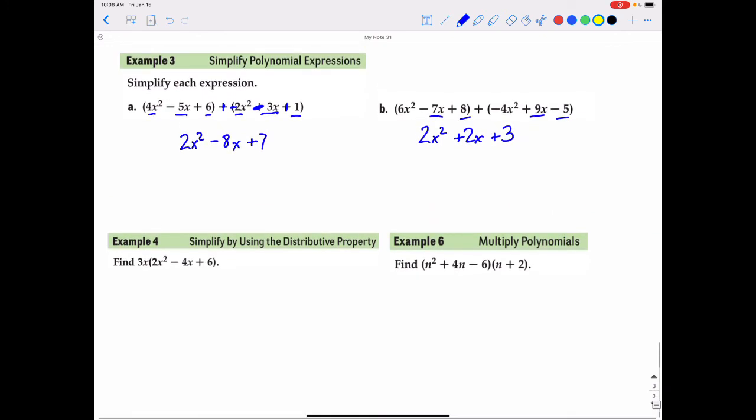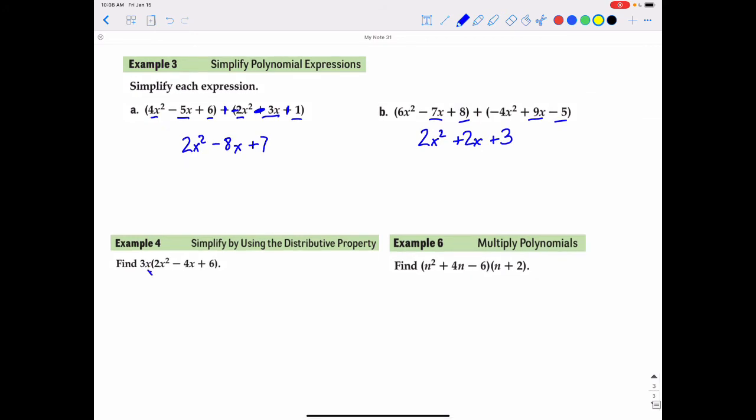We can also multiply using the distributive property. So find 3x times the quantity 2x squared minus 4x plus 6. So 3x times 2x squared, I would multiply the numbers, but add the exponents. So 3 times 2 is 6, and then x times x squared is x to the third power. Again, we got that hidden 1 there with the x. 3x times negative 4x is going to be negative 12x squared, and 3x times 6 will be positive 18x.